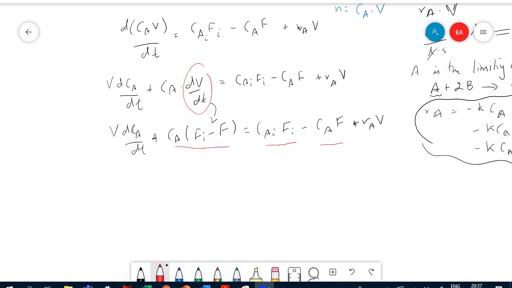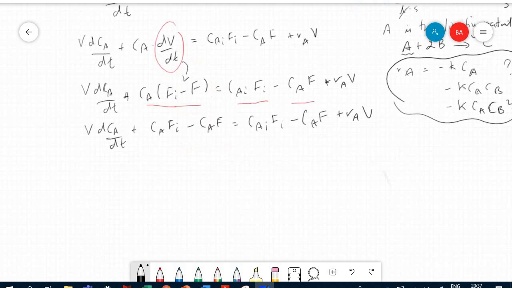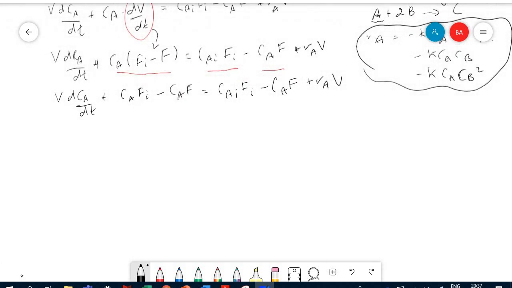So I'm going to have some common factors and some terms that will be cancelled out. So let's go step by step. This is V dCA/dt + Ca·Fn − Ca·F = Can·Fn − Ca·F + Ra·V. Here, if I just look, this is Ca·F, Ca·F, both of them negative. Take it to the other side, and it will cancel out both these terms.